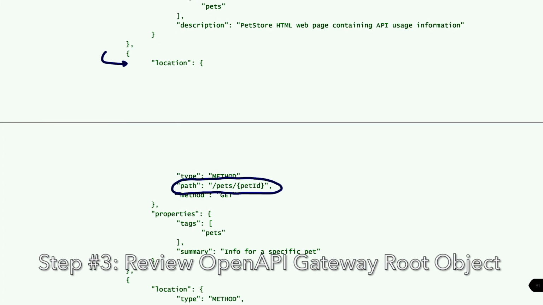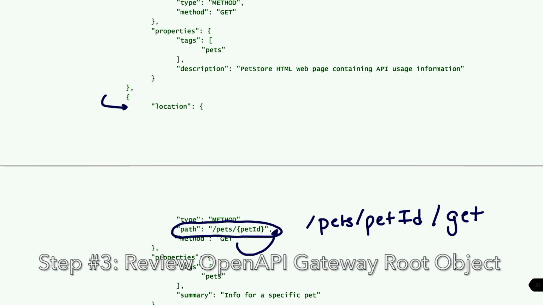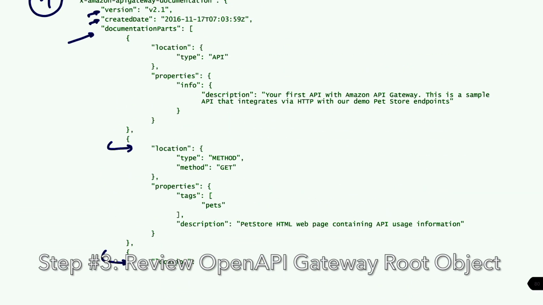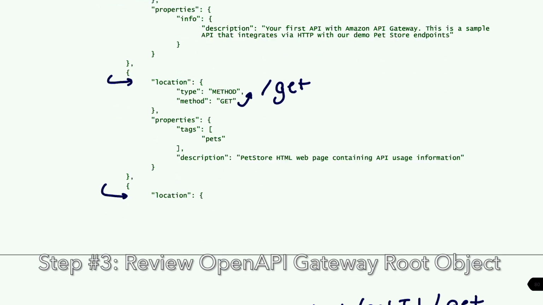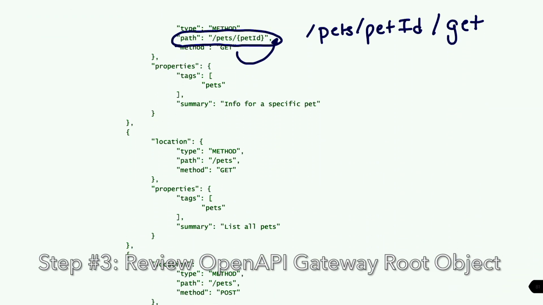So for example, this corresponds to pets, pet ID with the method get. So you can take this get and paste it up there. Same thing down here. You can see we have, for example, this would be the first one, which is /get. This returns the web page. We append that there. Then we have pets, pet ID. Then we have pets get. This is the one that returns a list of all the available pets.